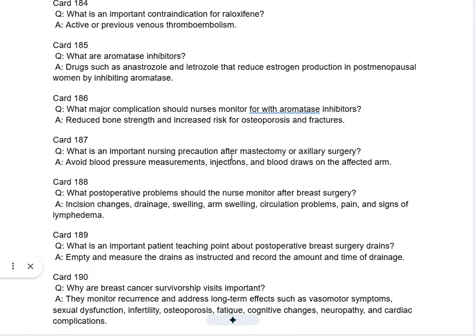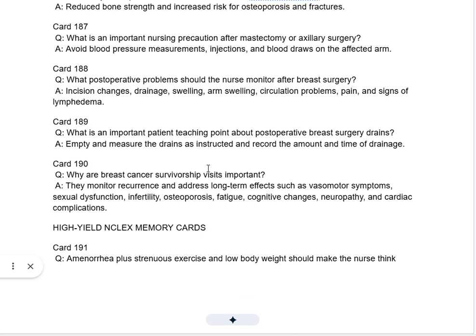Card 187Q. What is an important nursing precaution after mastectomy or axillary surgery? A. Avoid blood pressure measurements, injections, and blood draws on the affected arm. Card 188Q. What postoperative problem should the nurse monitor after breast surgery? A. Incision changes, drainage, swelling, arm swelling, circulation problems, pain, and signs of lymphedema.